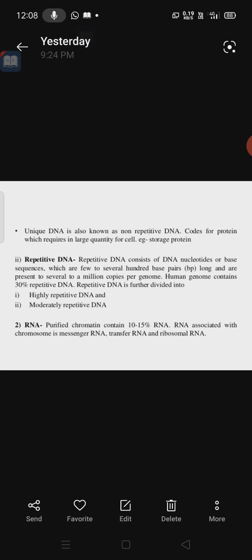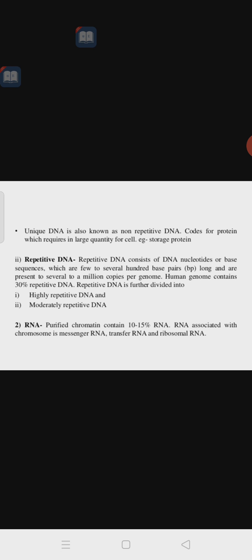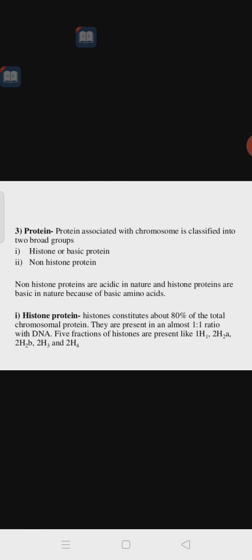RNA: purified chromatin contains 10 to 15% RNA. A small amount of RNA is present in the chromosome. The RNA associated with the chromosome is messenger RNA, tRNA and ribosomal RNA. Then next is the protein.